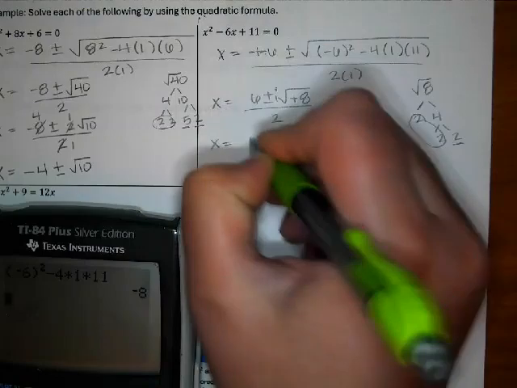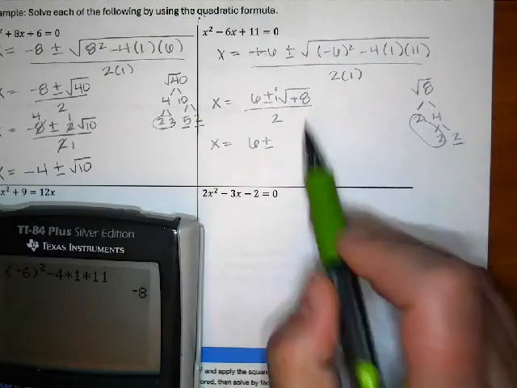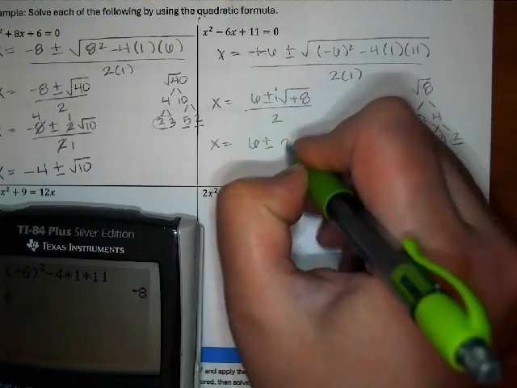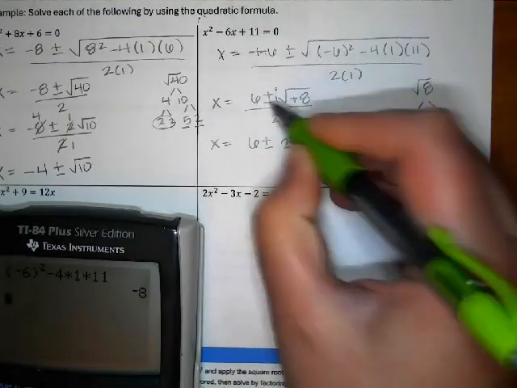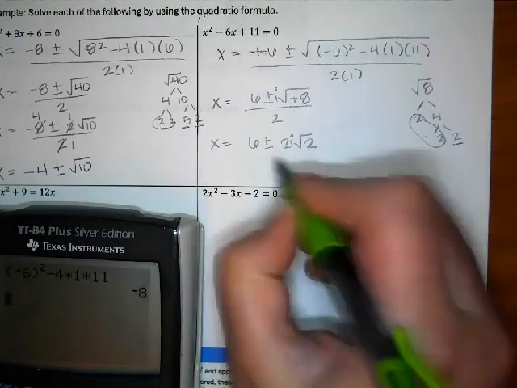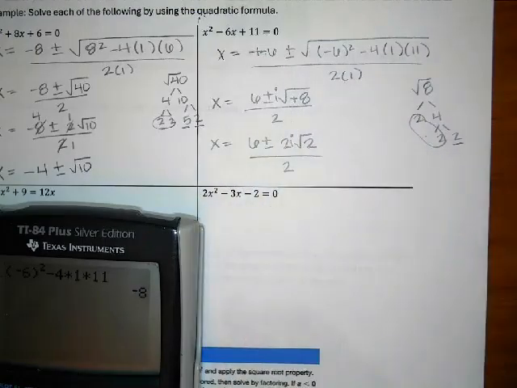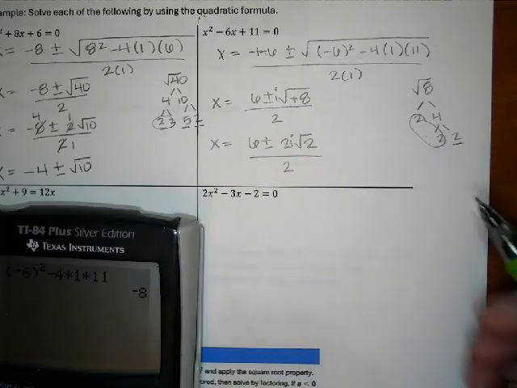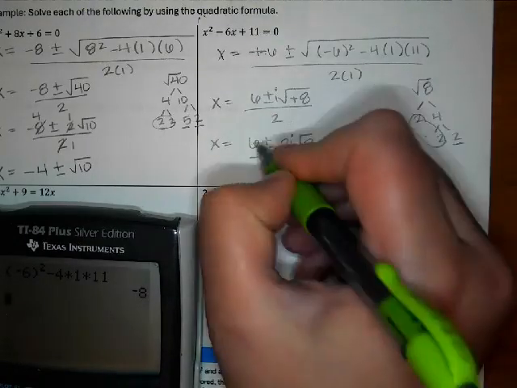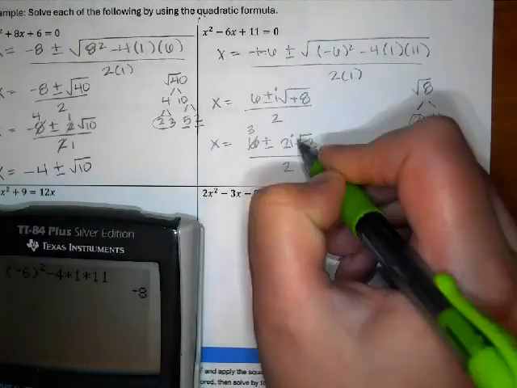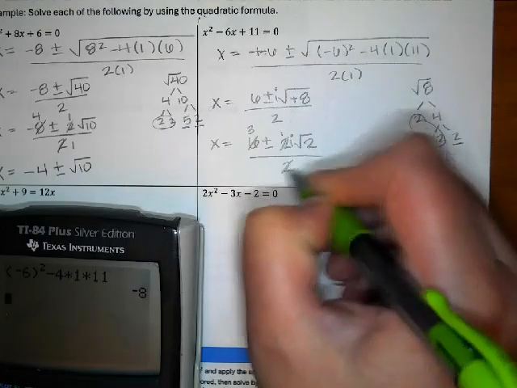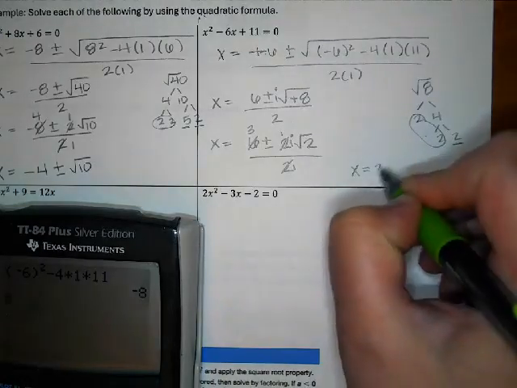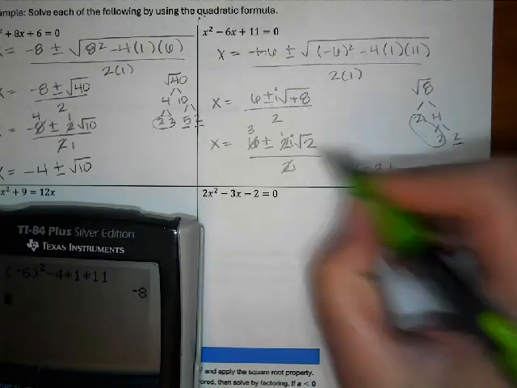So 8 I'm going to rewrite as 2 root 2. And I have the i, so I'm going to stick the i in there. And then just like the last problem, if we can divide the same number out of all of these, we're going to do that. And we can divide a 2 out. So 6 divided by 2 is 3, 2 divided by 2 is 1, 2 divided by 2 is 1. So the solution here is 3 plus or minus i root 2.